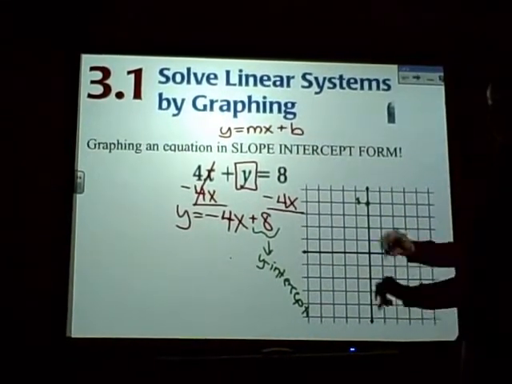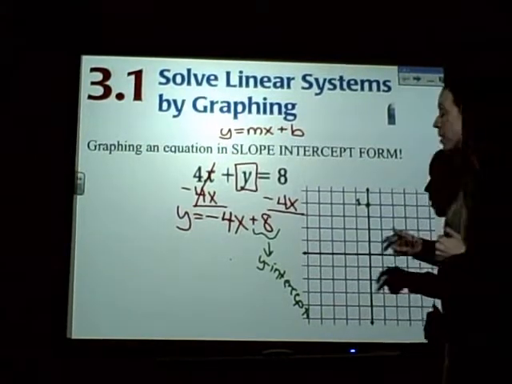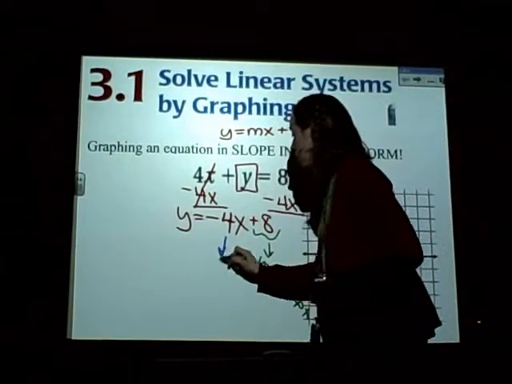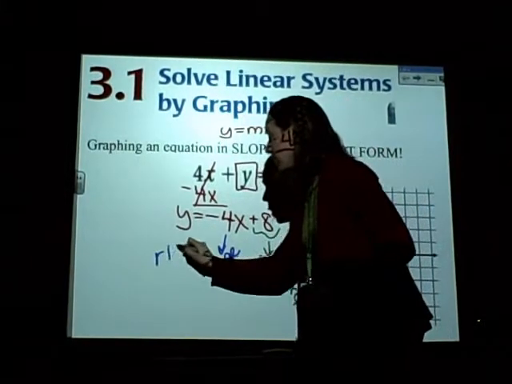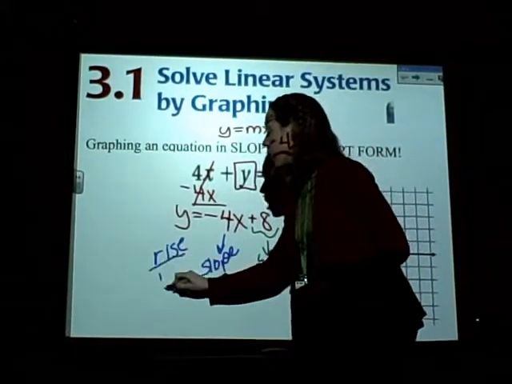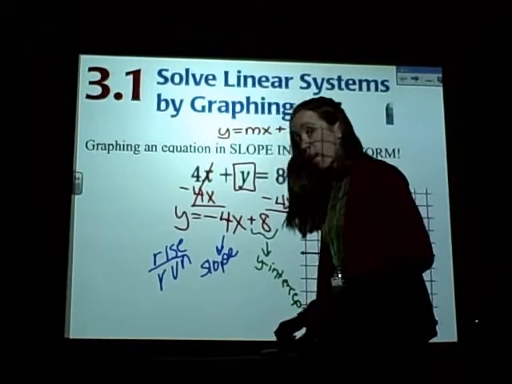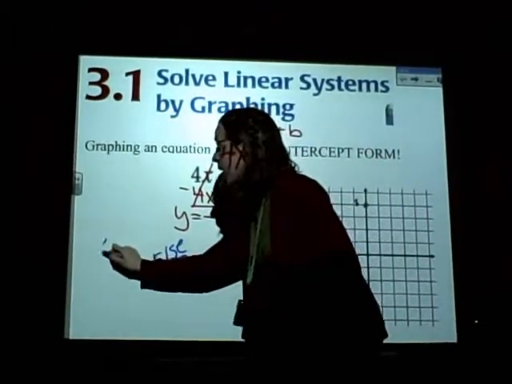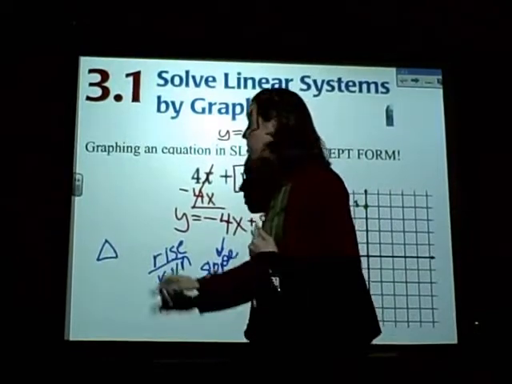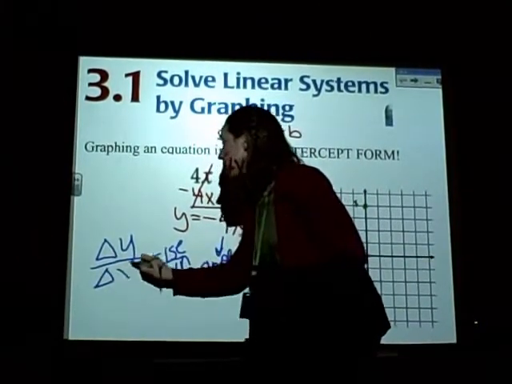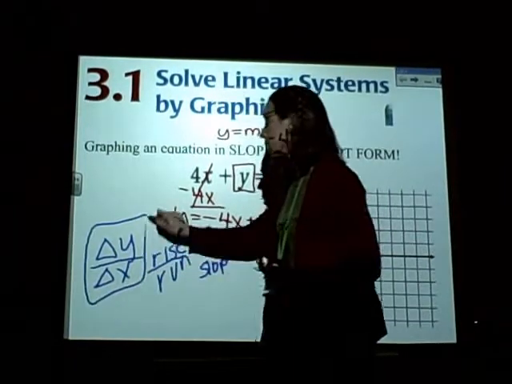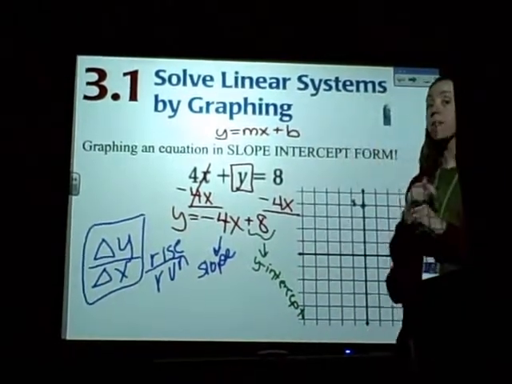Now we need to do the slope. Slope tells us where to move. Remember, slope is the same as rise over run, or the change in y, this is a delta, that means change in math, over the change in x. So you're always going to move up or down first.